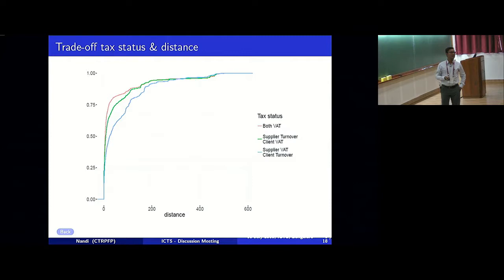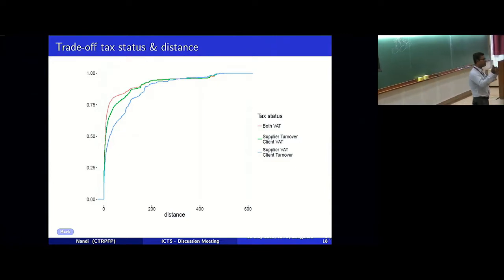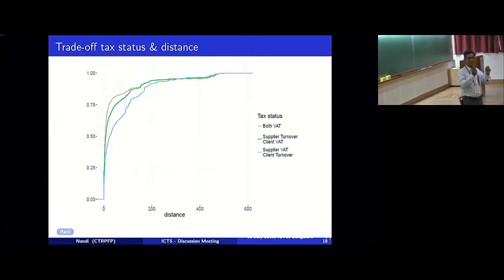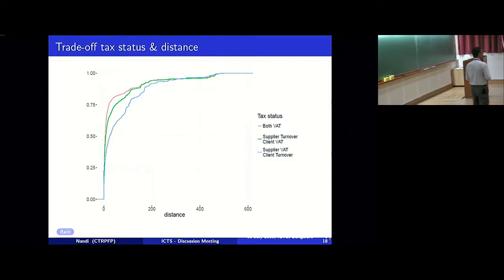So first thing I do is this transaction data. I have the information about the location of these firms. So I look at the distance between the trading partners in any transaction. On this axis you have the percentage of transactions that happen within a particular distance on the horizontal axis. So what we observe is that 80% of the transactions between two VAT firms actually happen within 50 kilometers. So it's really a localized transaction. 80% of transactions are happening within 50 kilometers.